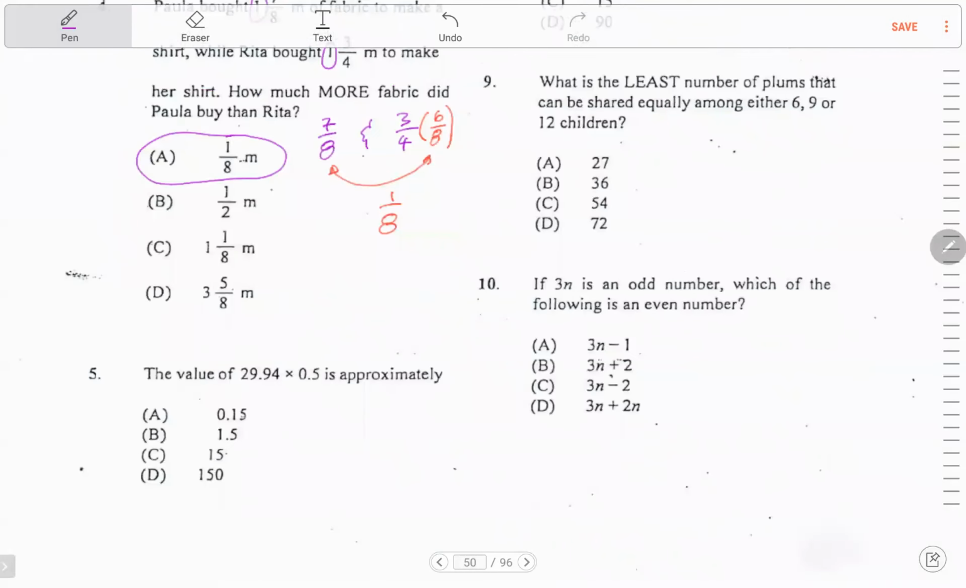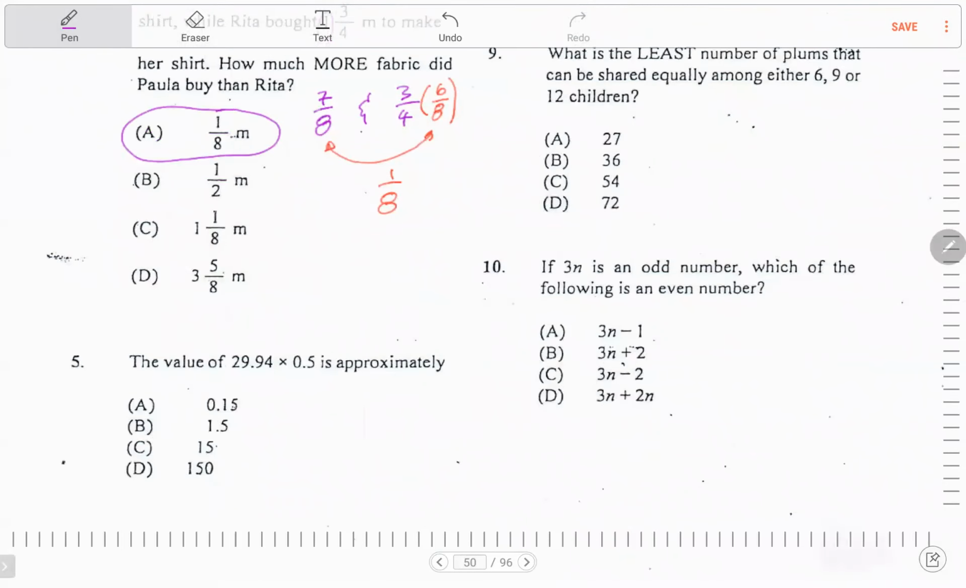All right, this one now. The value of this is approximately what? Now remember, in an exam, you have to realize that this is approximately 30. This is almost 30, and this is a half. 0.5 is a half. Half of 30 is 15. So this must be approximately 15.